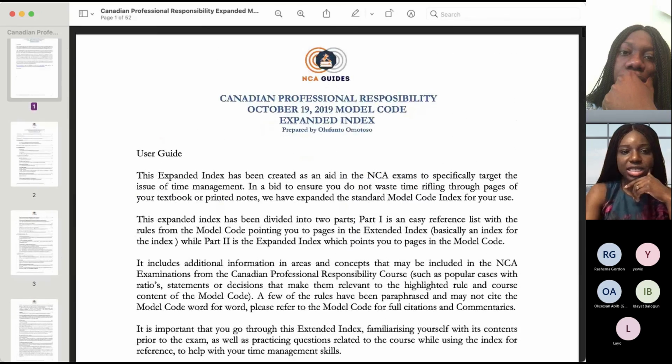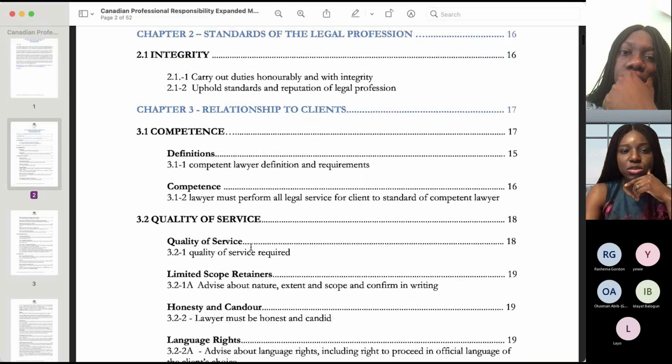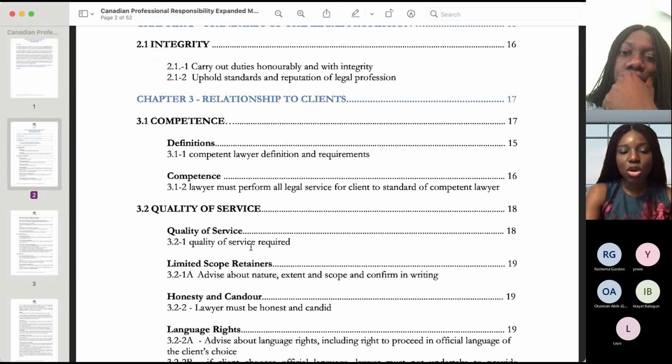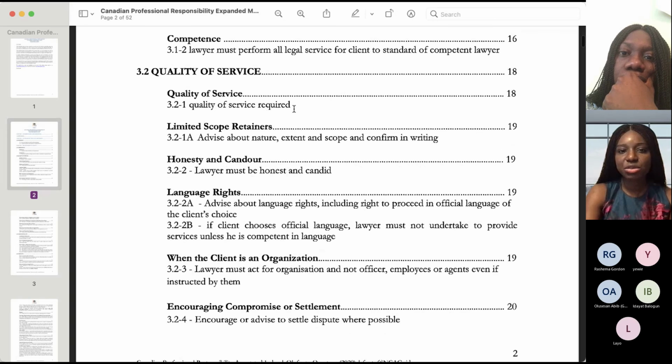And what we've done with this index is we've pulled out all the rules in the first 9 pages of the index. So unlike what you just saw in the official model code index, here we have 3.1, 3.1-1, competent lawyer definition and requirements. You know exactly what's there. 3.1-2, lawyer must perform all legal services for client to the standard of a competent lawyer, right? 3.1-2, quality of service is required. 3.1-2A, advice about nature, extent. So you understand what I mean?